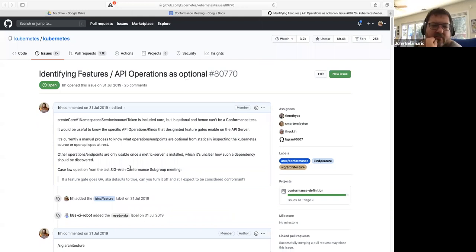I mean, we can bring it up again, but if SIG API machinery has too many other balls in the air, that doesn't mean they're going to get to it anytime sooner. But certainly that's the way you make things happen: make them more visible.